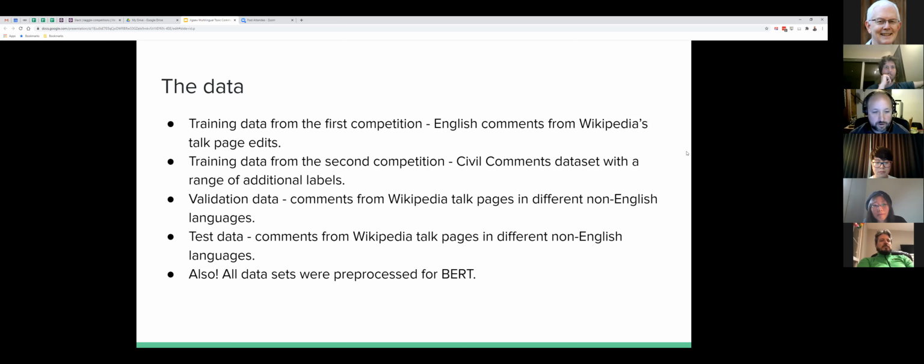We then had a set of validation data. These were all in non-English languages, and the validation data, of course, is to fine-tune your model. And then the test data is comments from the Wikipedia talk pages, also in non-English languages. Another thing they did was pre-process every single one of the data sets specifically for BERT. So you didn't have to do that if you didn't want to. You could have some stuff you could just throw straight into the model right from the very beginning.